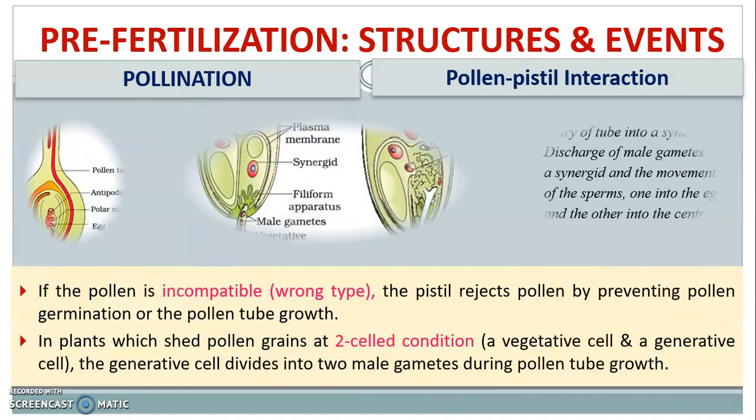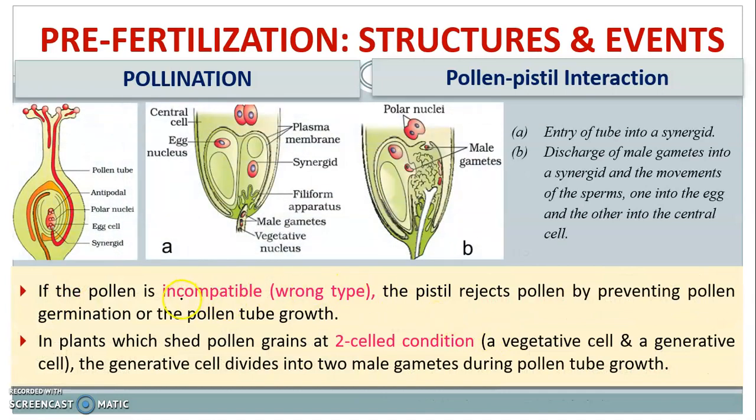Now, if the pollen grain is incompatible, if the pollen grain is wrong, then what will happen? Then the pistil easily rejects the pollen grain. So in this case, the pollen grain will not be able to produce its pollen tube through the style, because the stigma is not allowing the pollen grain to set on the stigma and produce its own pollen tube. So in this case, pollen tube growth will not be permitted by the stigma.